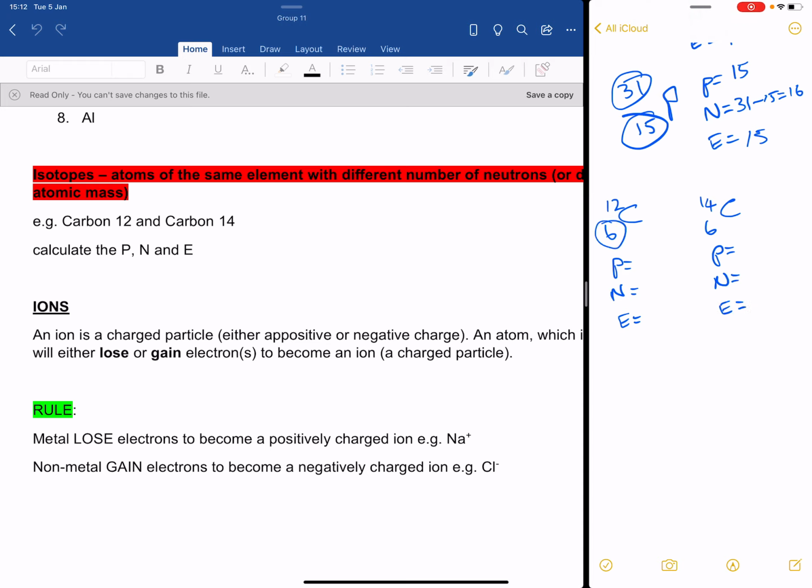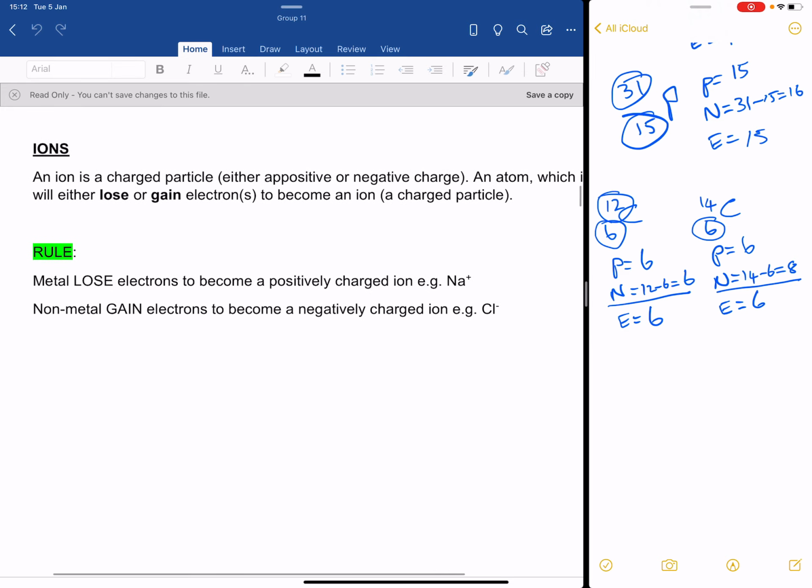Atomic number is 6, so it has 6 protons, which means 6 electrons. And atomic mass 12, so the number of neutrons is 12 take away 6, which is 6. If we move on to carbon 14, again 6 protons, 6 electrons, but the number of neutrons this time is 14 take away 6, which is 8. So this is what I mean by isotopes: atoms of the same element, but with a different number of neutrons. That's got 6, and that's got 8.